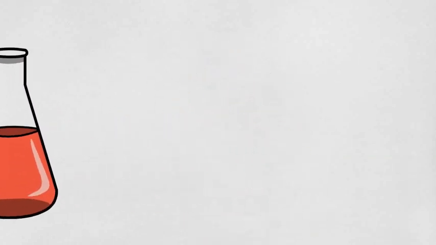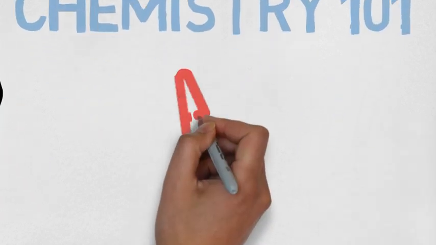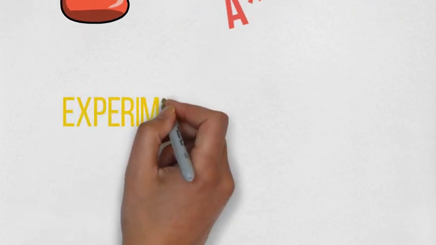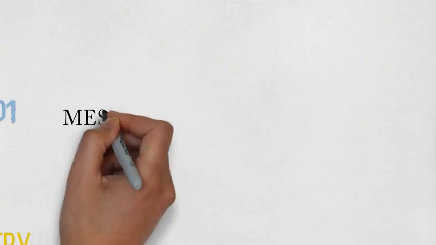You're watching Chemistry 101, the series in which we will be completing the whole Chemistry 5070 syllabus to ace the exam, but most importantly, learn chemistry. So let's get started with chapter 2, Experimental Chemistry. In it, we'll be having a look at the measurement techniques and the method of collection of gases. Starting out with the measurement techniques.